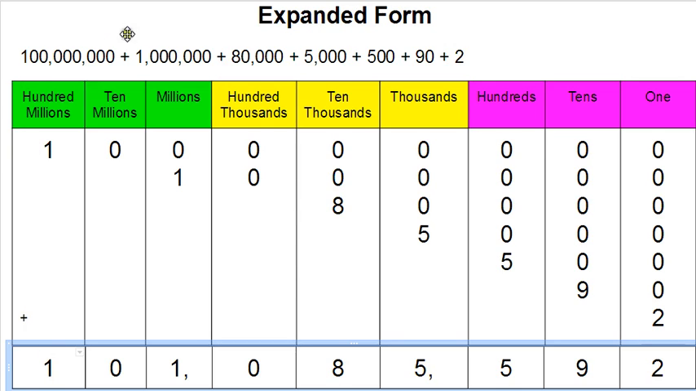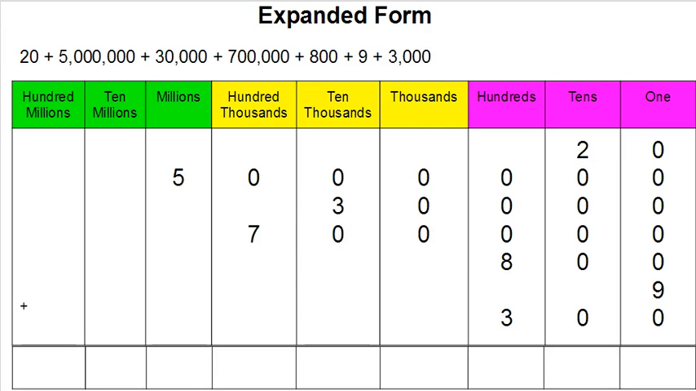So 100 million plus 1 million plus 80,000 plus 5,000 plus 500 plus 90 plus 2 is 101,085,592. So even if I don't have a number in every one of these places, if I still do it the same and stack them up and add them, I'm still going to get the right answer. Okay, I'm going to show you one more.